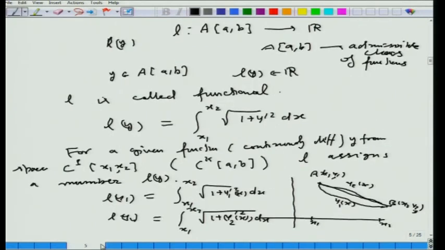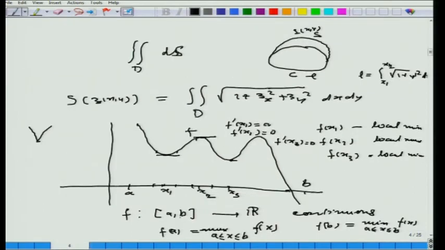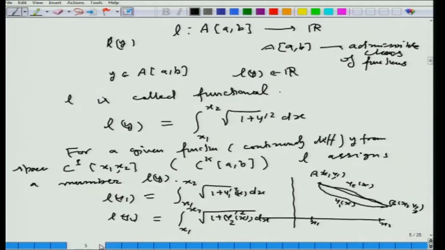Then here we define the concept of a functional. In the case of a function, a function assigns a number in this interval a b to a number in the real line R, whereas in the functional case this functional L assigns a number to a given function in the class of admissible functions, like y belonging to the admissible class over the interval a comma b.